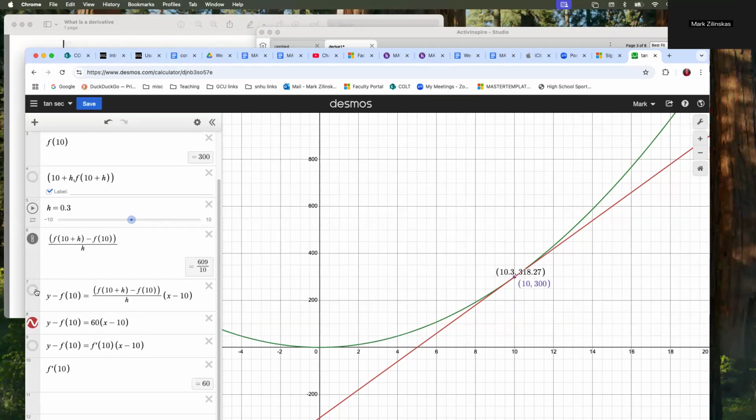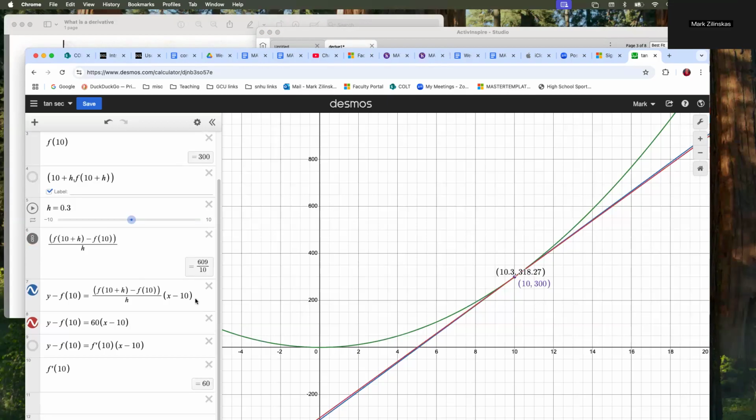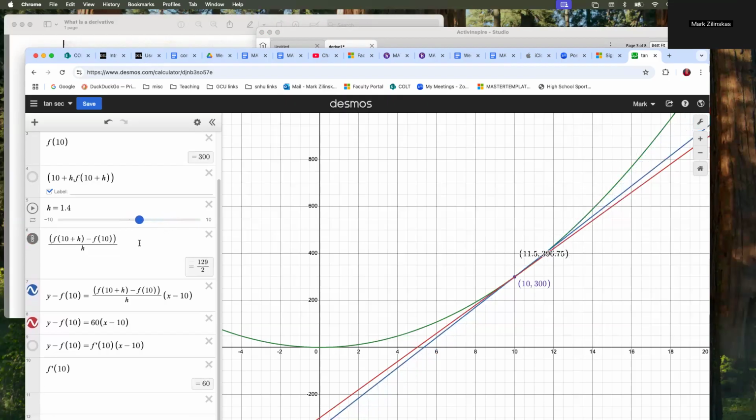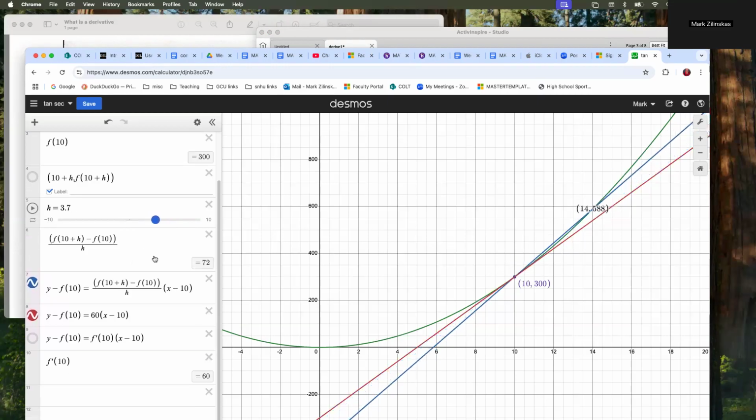I go ahead and turn this back on, turn that back on, okay, and take now this h and start dragging this around, okay. You can see that the bottom line is this: as h approaches 0, that secant line is approaching the tangent line, okay. You can see that that blue line starts to match up with the red line, okay. And that's what we're getting at.